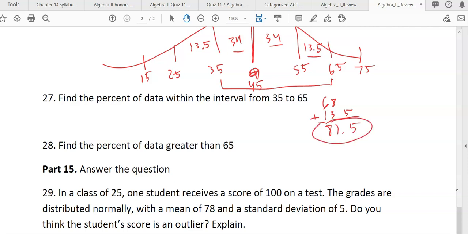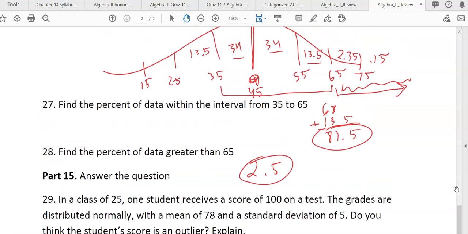Find the percent of data greater than 65. So 65 and bigger, like this way is shaded. So I know this one is 2.35 and this is 0.15. So I think that'd be 2.5. I answered that question just because I remembered it, but you can always figure it out using the empirical rule.